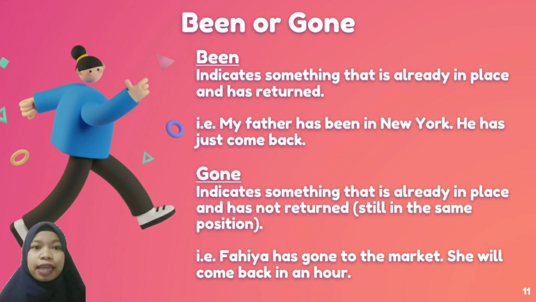While gone indicates that something is already in place and has not returned, or is still in the same position. In example, Fahia has gone to the market. She will come back in an hour. So Fahia is still in the market and has not come back yet.